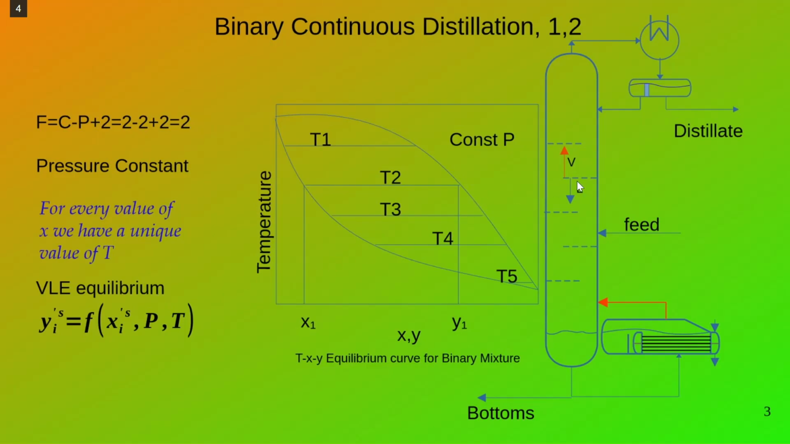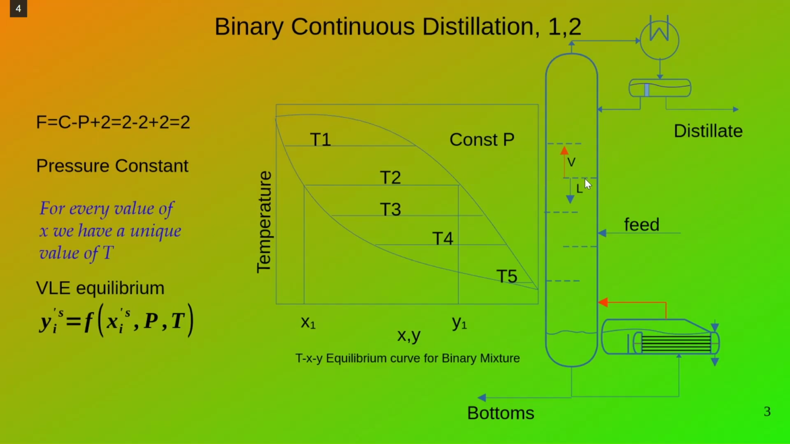Therefore, we can say that each and every plate has a unique temperature, because one of the degrees of freedom taken away is the pressure. The second degree of freedom taken away is the concentration of the ith component. It can be any component, it can be x1 or it can be x2. That if we fix, then the temperature on the tray is fixed.